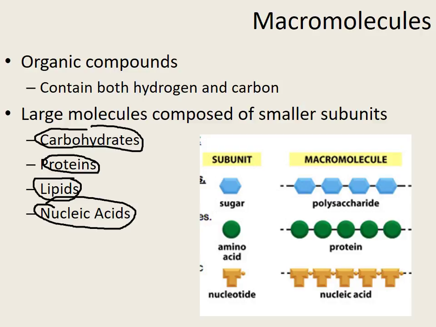So if you take a look at the picture here to the right, you see these different pictures of molecules. We see the blue, the green, and the orange there. Notice how proteins, polysaccharides, which is another name for carbohydrates, and the nucleic acids, they're all made up of what's known as subunits. So we're going to cover what each of these macromolecules are made up of in terms of a subunit. Now all these macromolecules are organic compounds, so that means that they contain both hydrogen and carbon.